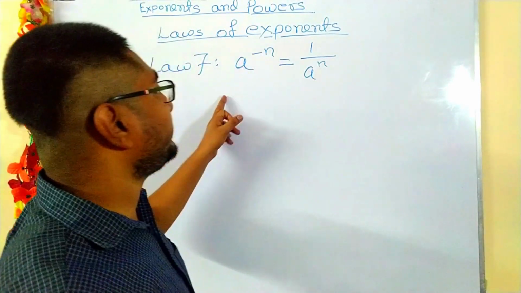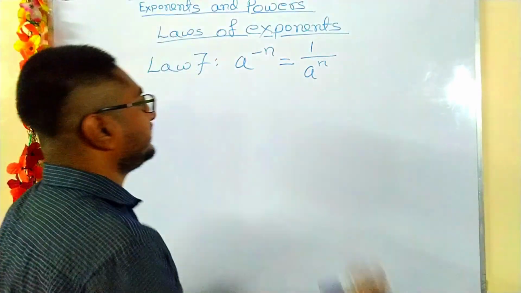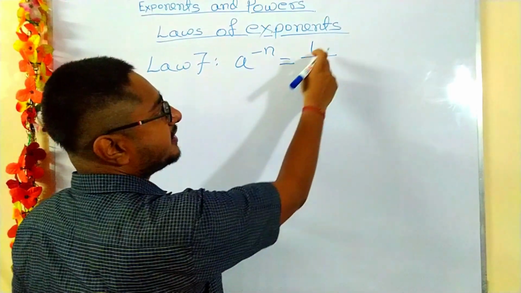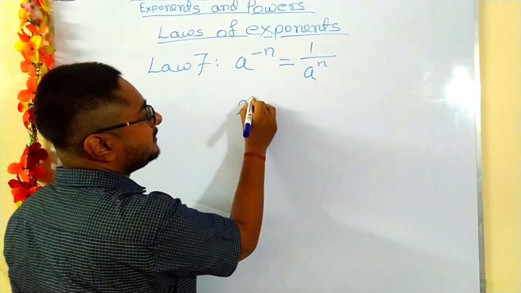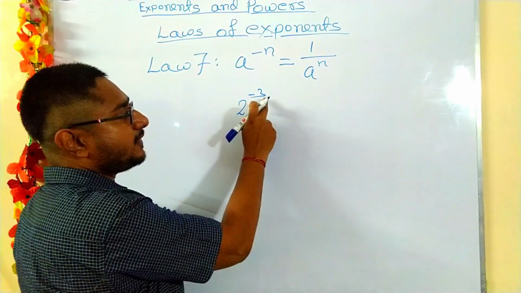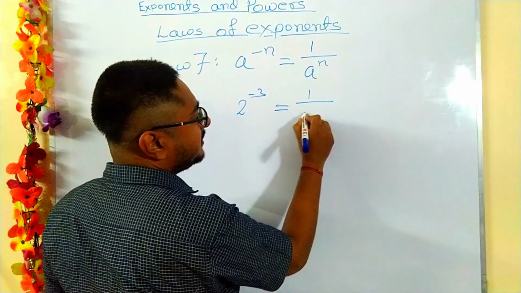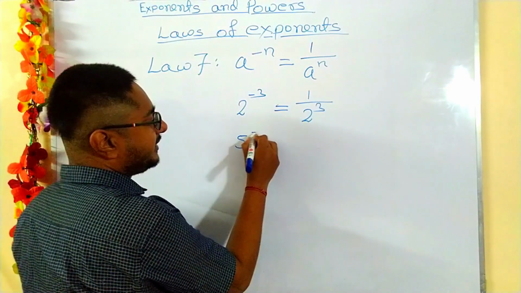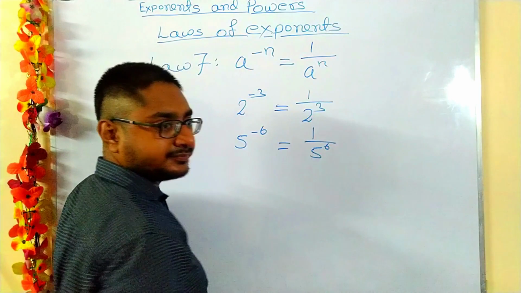Now law 7, this is a very important law, that's why I am writing it separately. If any base has a negative power, then we can write it as 1 by a to the power n. For example, if I write 2 to the power minus 3, 2 is the base and minus 3 is the power. See, the power is negative. To remove this negative power, we have to write it as 1 by 2 to the power 3. One more example, 5 to the power minus 6, what we can write? 1 by 5 to the power 6.